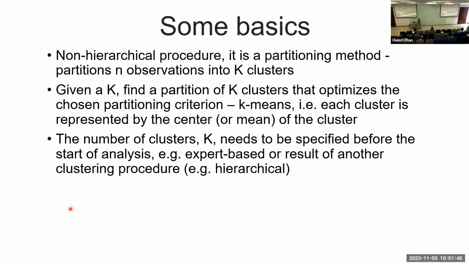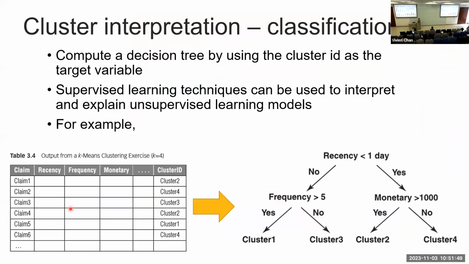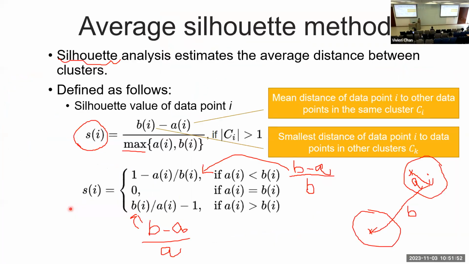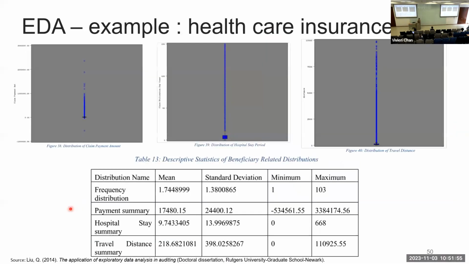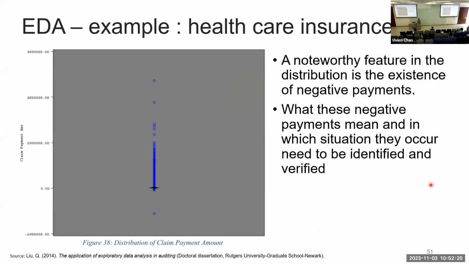That means the claim payment amount, the number of days in the hospital, and the distance between the beneficiary and the hospital. So basically it's the payment amount, the hospital stay, and the travel distance. This is a very simple statistic summary table, and this is a very simple box plot of these 3 attributes. Sometimes when you are simply looking at the attributes, say, the claim payment amount, you can see that there is an outlier here.